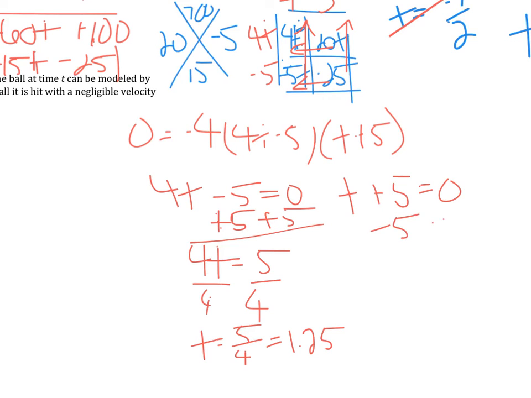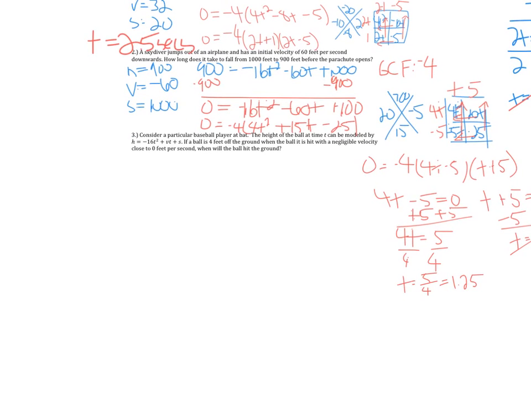Here we're going to subtract 5. You get t equals negative 5, but we're not going to deal with time in negative seconds. So then our answer for this is going to be t equals 1.25 seconds. All right, so I want you to work on number 3 on your own, and we'll talk about that one in class.